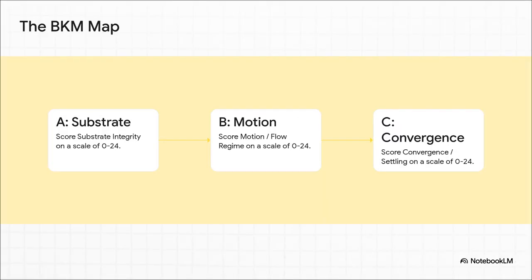Okay, so this is great as a metaphor, but to make it actually useful, the model turns these ideas into something we can measure. Each axis, substrate, motion, and convergence, gets a score, and basically a higher score just means there's more difficulty in that specific area. This is how we go from a powerful idea to a functional, quantifiable tool.